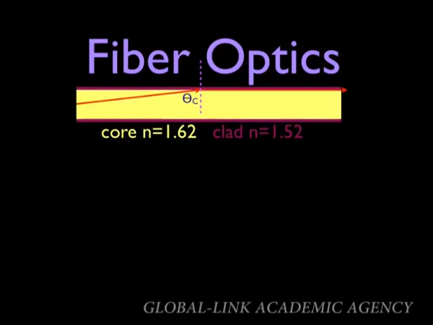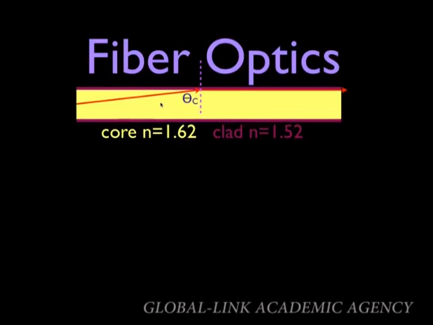Now the fiber optic cable has two parts. That's the core, which usually has a refractive index of about 1.62, and then there is a special layer called the cladding or the clad, and the clad has a lower refractive index of about 1.52. In order to have total internal reflection, this refractive index must be lower.